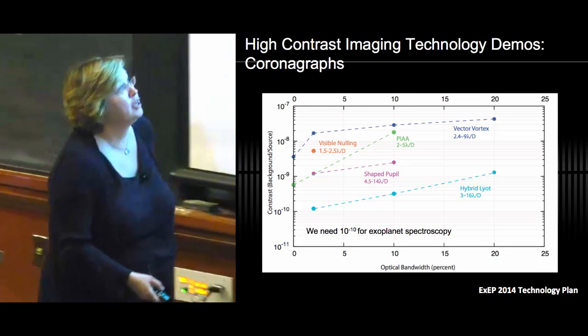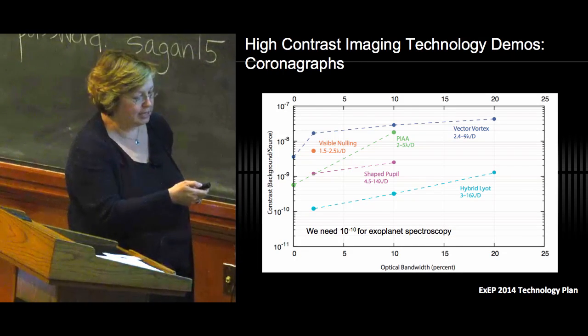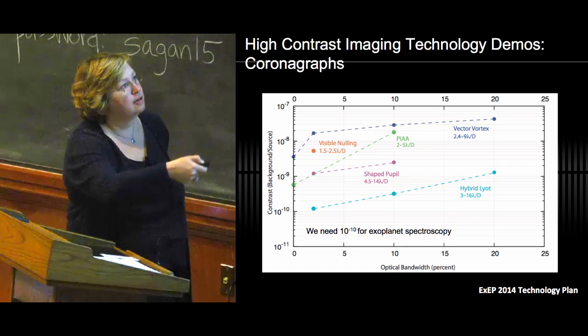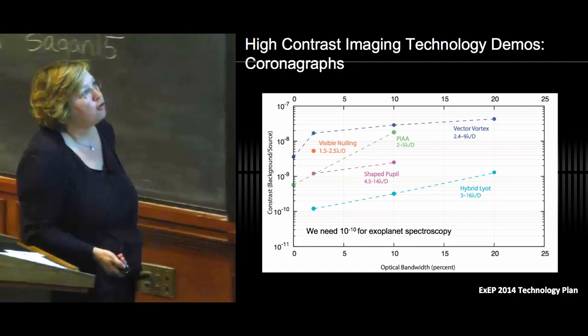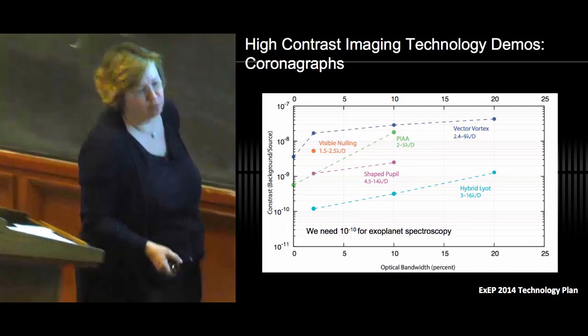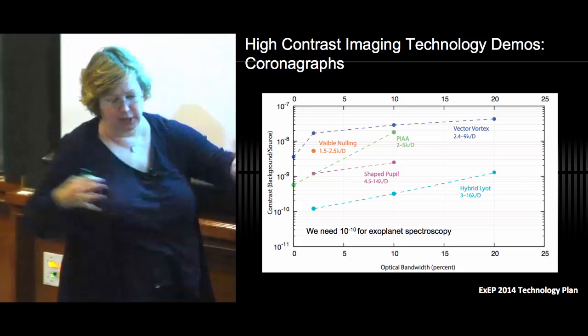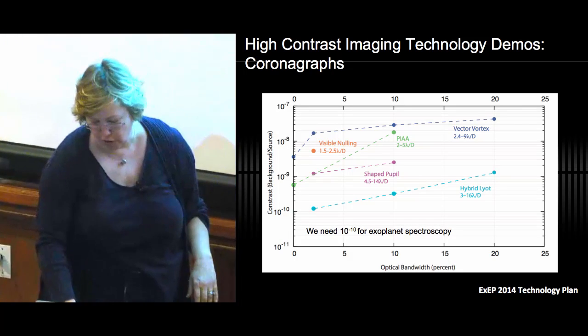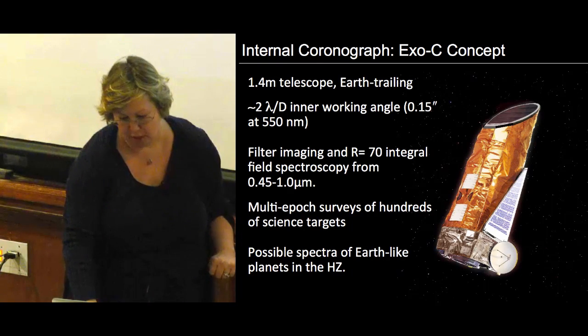On the ground, though, people are working away feverishly at various technologies in coronagraphy to see if we can get down to what we need. And at least on EXOC, we looked at the hybrid Lyot coronagraph technique, which is really pushing down to the contrast ratios that we would really like to see, but at the moment over fairly short bandwidths. And we would like to have coronagraphy over larger bandwidths so that we can do spectra in an efficient way.